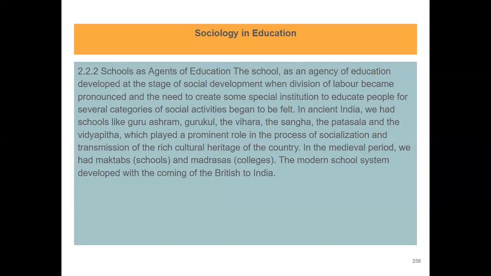Then we come to a special topic, schools as agents of education. School as an agency of education developed at the stage of social development, when division of labor became pronounced and the need arose to create some special institution to educate people. School as an agency of education started. Why? To educate the people as a special institution.